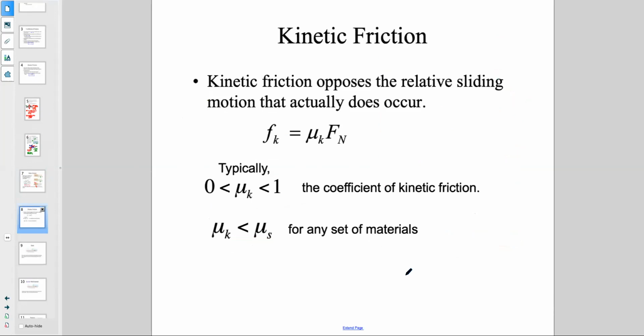Kinetic friction opposes the relative sliding motion. It's moving at this point, okay? Then kinetic friction actually does occur, and it is F k equals mu k times F n, the normal force. Mu k is typically between 0 and 1, and it is called the coefficient of kinetic friction.